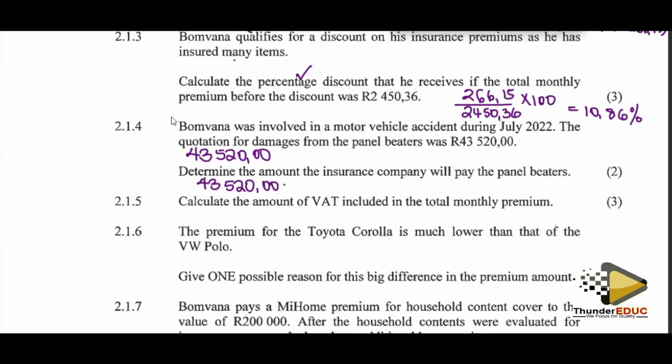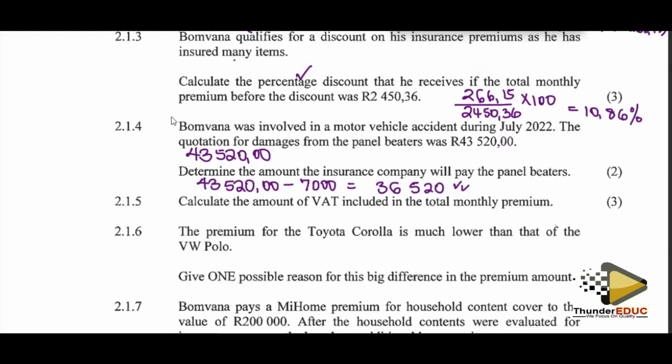43,520 rand minus the money the person has to pay. So the insurance will pay 36,520. This is what the insurance will be paying.